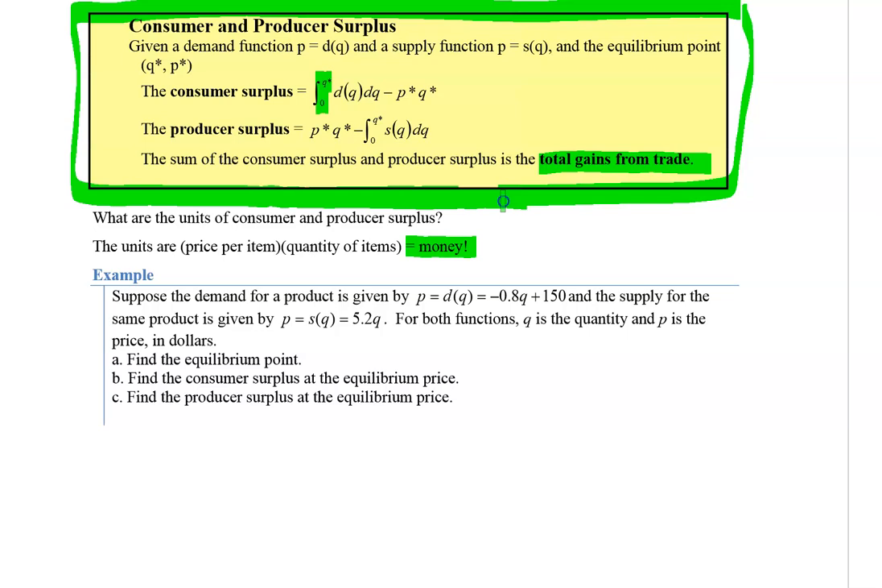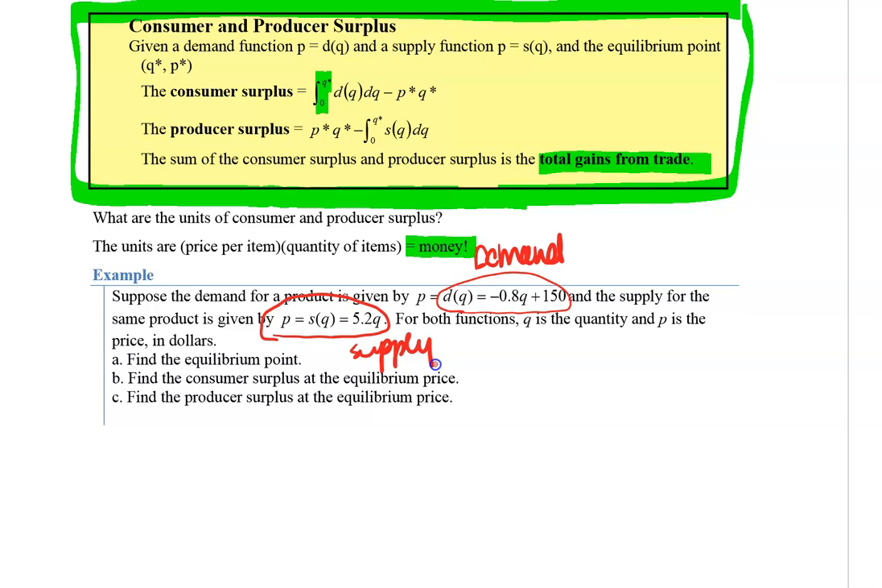So let's play around with this situation that's been given to us. It says, suppose the demand for a product is given by P equals D of Q equals negative 0.8Q plus 150, and the supply of the same product is given by the following. Here is our demand equation, and here is our supply equation. For both functions, Q is the quantity and P is the price.